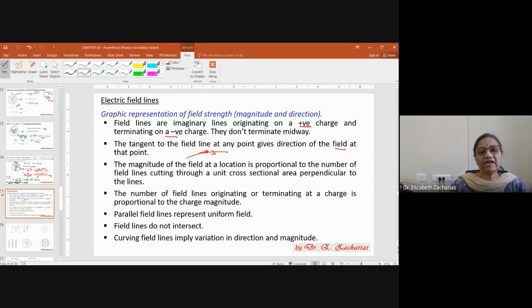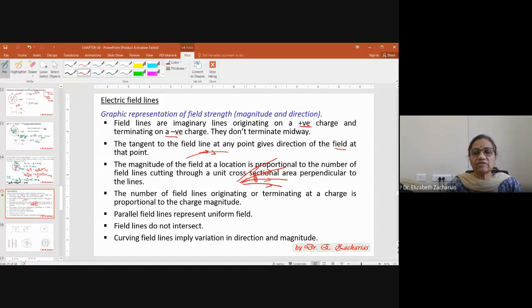Next, the magnitude of the field at a location is proportional to the number of field lines cutting through a unit cross-sectional area perpendicular to the lines. For example, if I have field lines which are going to go like this, and I want to find out what is the field at some location, I have to draw a cross-sectional area and measure how many field lines cut through that. If two field lines cut through that area, then my electric field is proportional to that number of lines cutting.